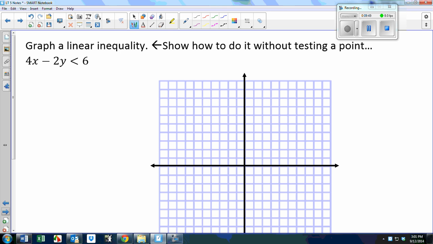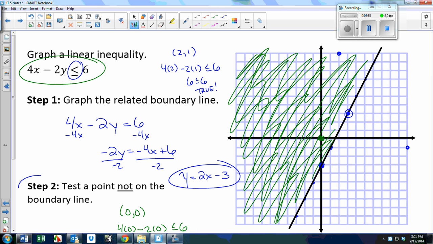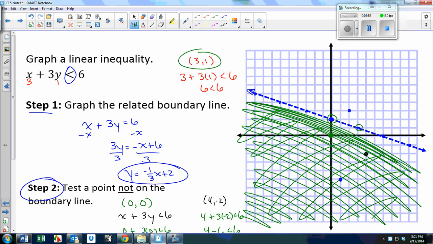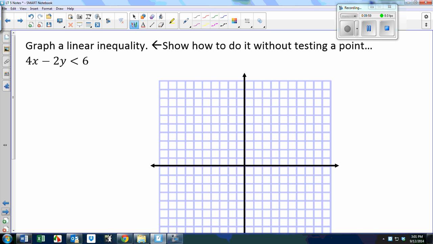And once you understand step 2, testing a point, and you really understand why you're shading that side, it's okay to use the shortcut because you still understand what the shading means. So anyways, how to do this without testing a point.